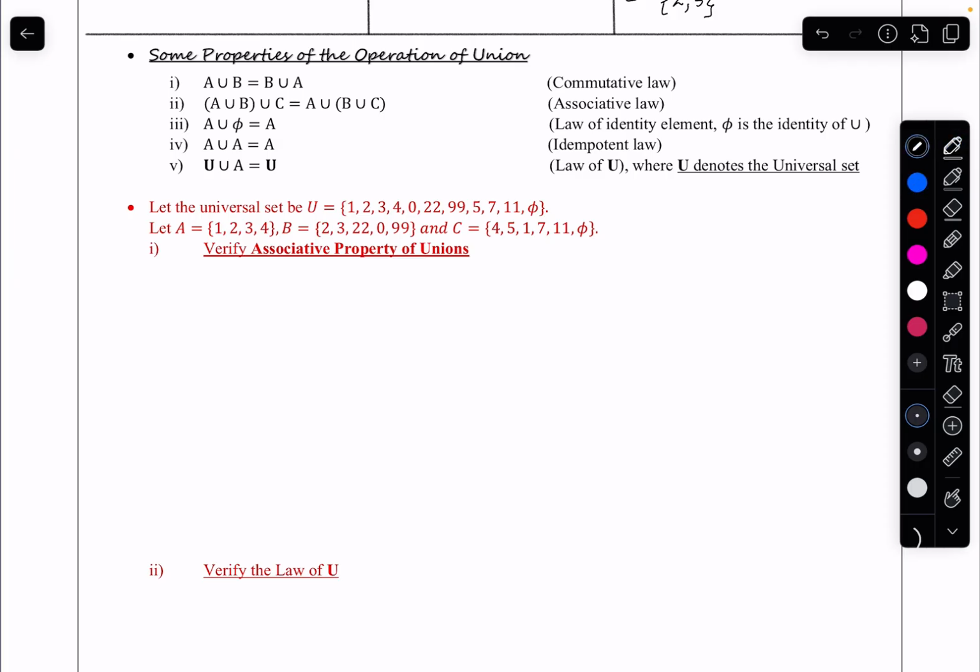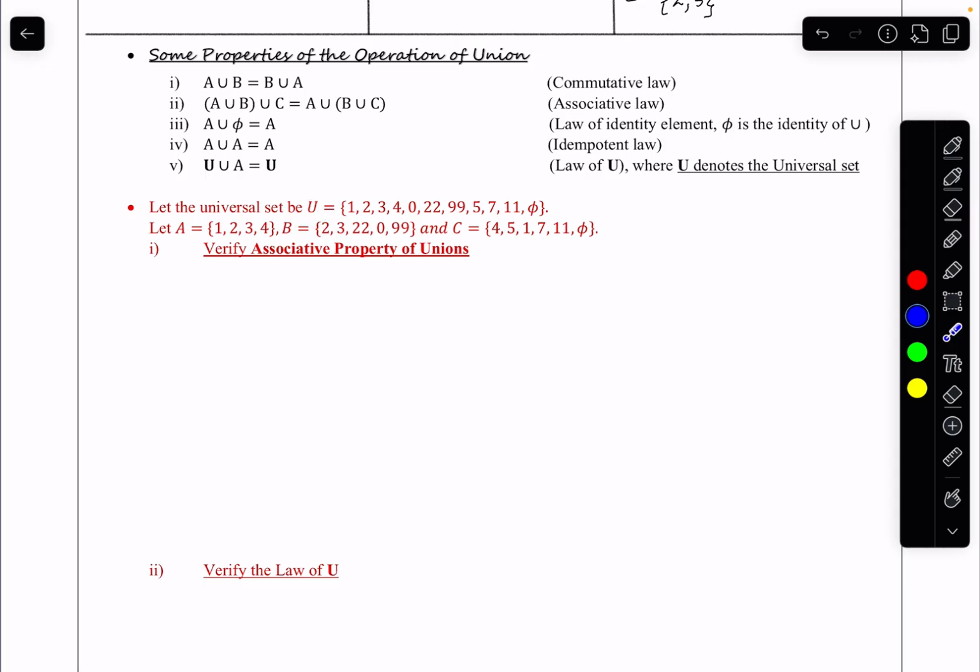So let me take up the example then. I have taken a random set U as 1, 2, 3, 4, 0, 22, 99, 5, 7, 11, and 5. So these are the elements I've taken up in the set U here.